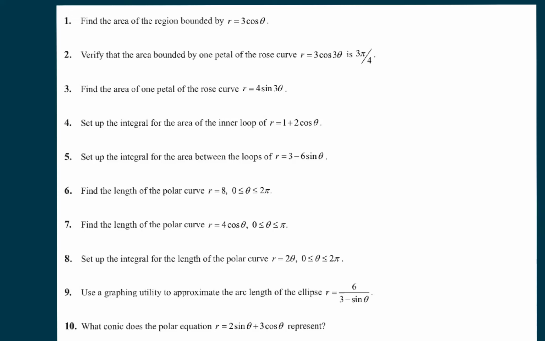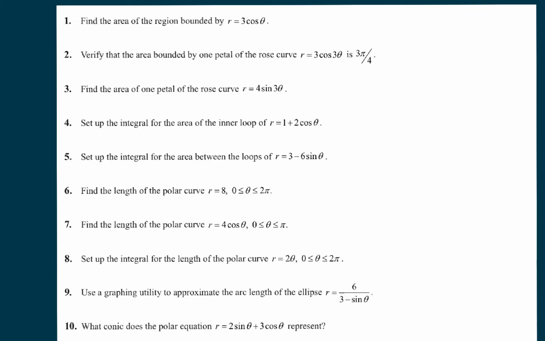Welcome back to lesson 30, where we develop new techniques to find the area of a curve that is described in a polar equation, and we also calculate not only the area surrounded by the polar equation, but also develop an equation to find the arc length of the polar equation. These are the 10 problems that we are going to solve. Let's start with the first one.